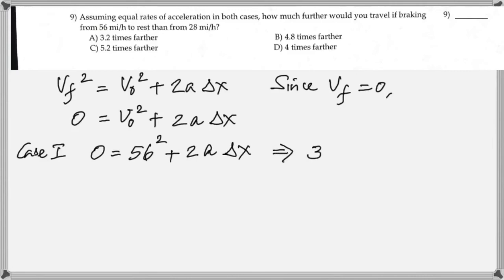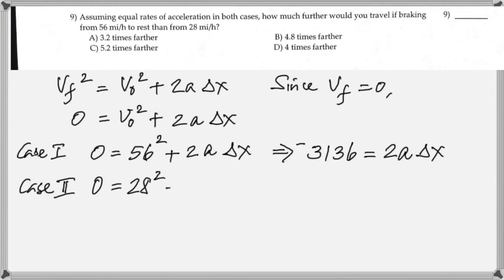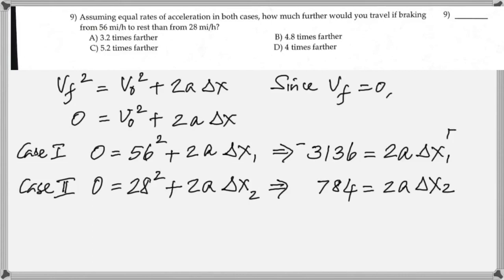But I'm doing it from scratch again. So this is case 1. We get that equation for case 1. When you substitute similarly for case 2, I'm calling this x1 and x2, and that's what we have to compare. The accelerations are the same because it said equal rates.